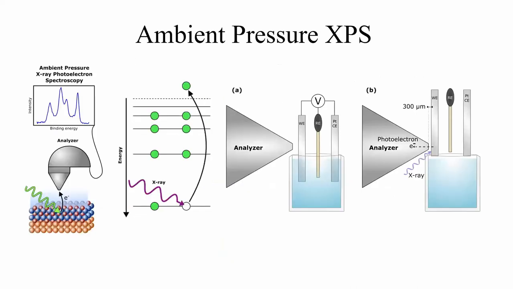So ambient pressure XPS, I guess most of you know something about it. Here we do it in an electrochemical way: photon in, electron out, and we measure the core levels in some way or another. We put the sample, the working electrode, into the electrolyte, go to a specific potential, and then pull it all up. So it's not an operando situation. It's done in 18 millibars of water, and then we look at what is stable on the surface.